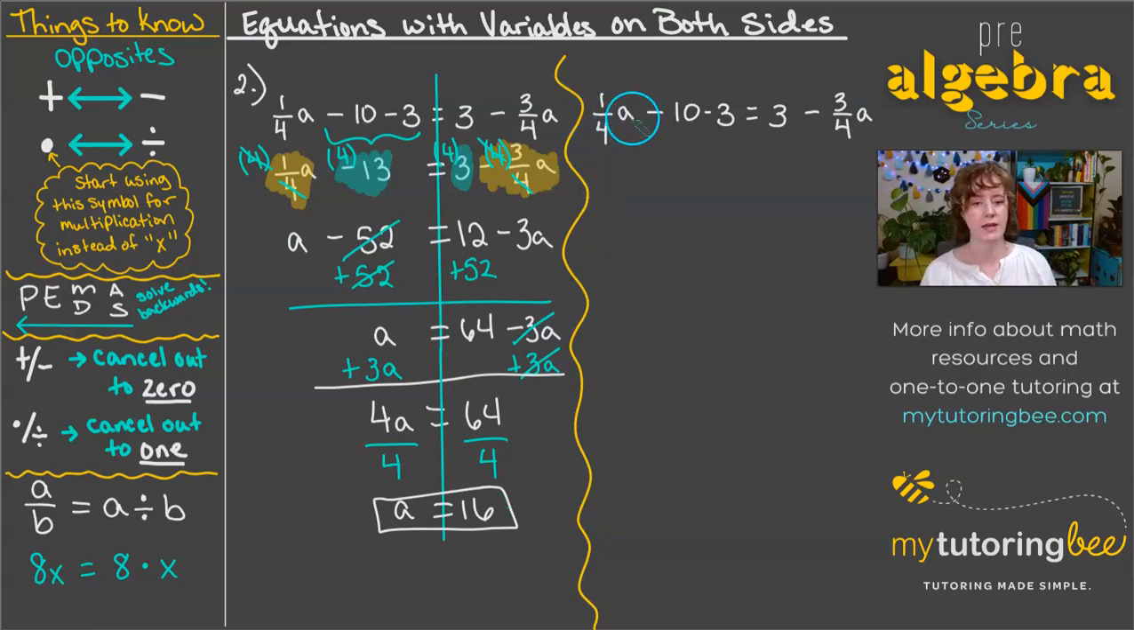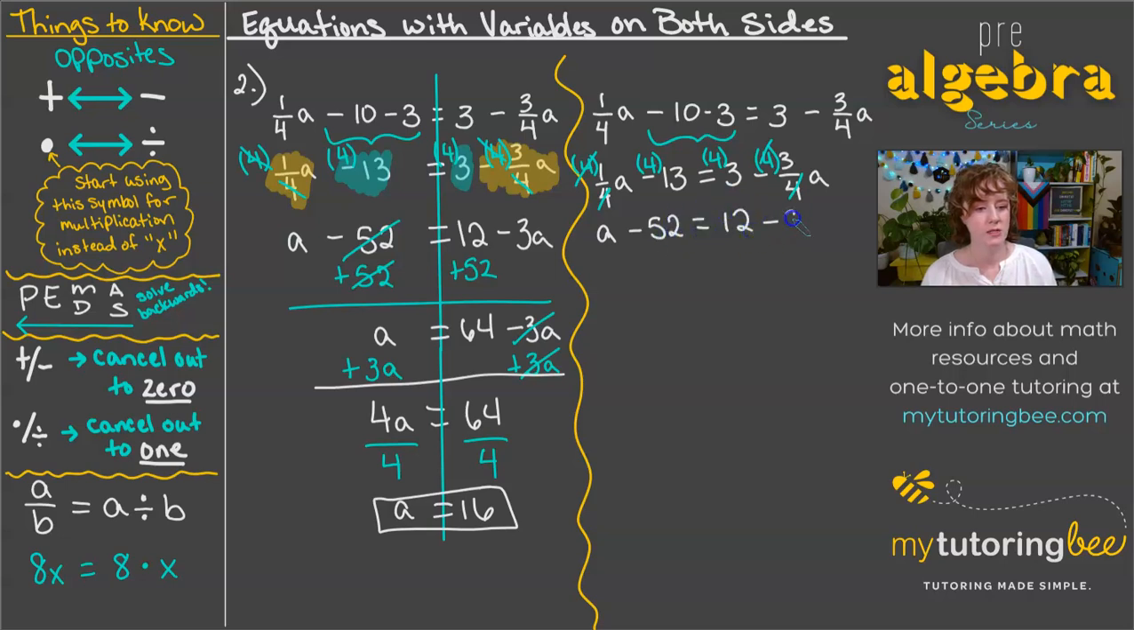Okay, let's go ahead and do that same thing over here on the right-hand side. The first couple of steps are going to be the same. We're going to combine those like terms. So let me rewrite this: 1/4 a minus 13 equals 3 minus 3/4 a. And then I'm going to clear my fractions. So all of this should look the same as what we did in the first problem. Nothing new here. We're going to multiply everything by 4. That's going to cancel out those denominators, and then we're left with a minus 52 equals 12 minus 3a.